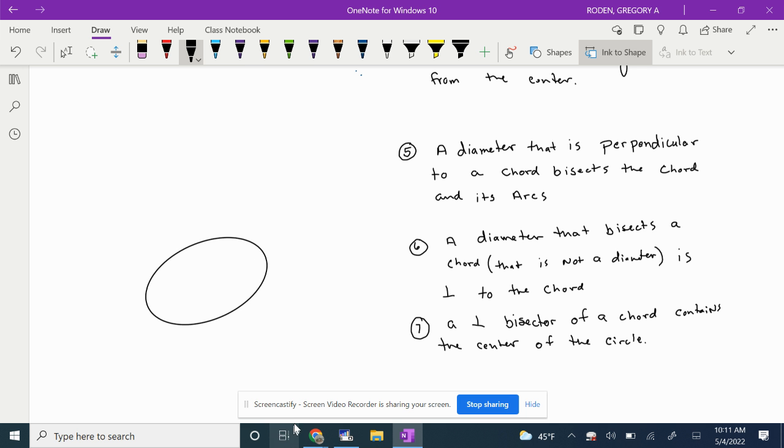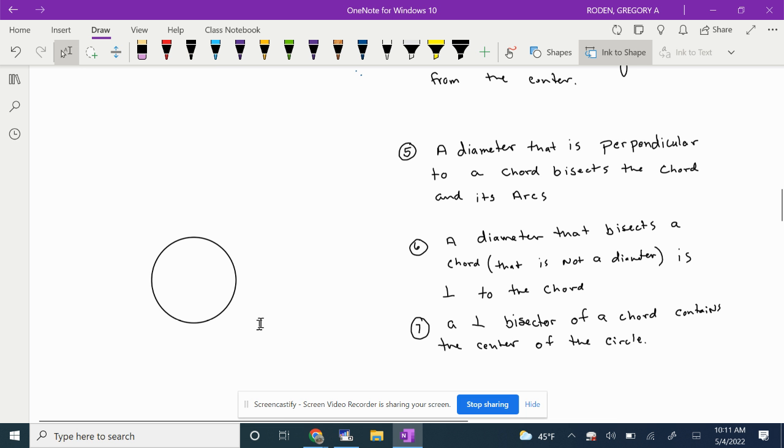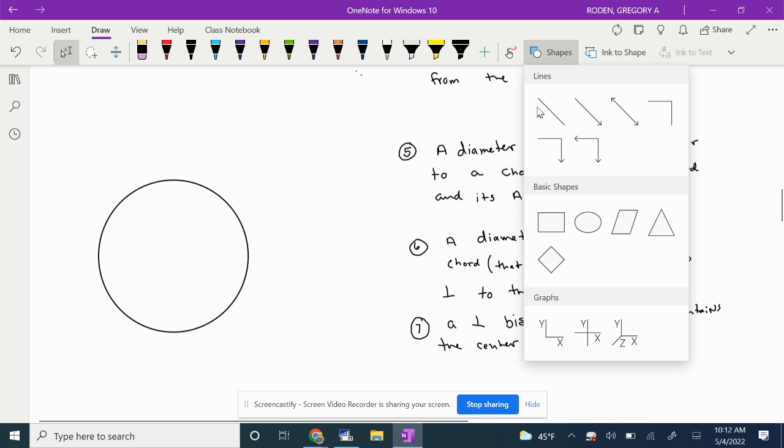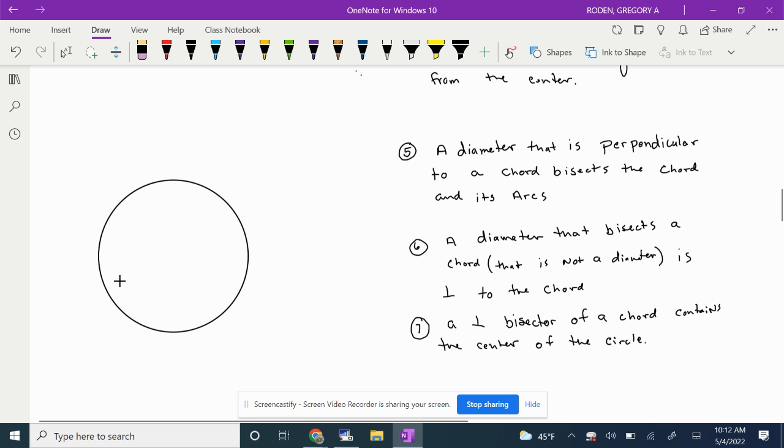Yes. So if I have a terrible circle, you know it's a bad circle when ink to shape doesn't even make it a circle. All right, so let me try that again. Okay, so there's a circle. What number 7 is saying is this. If we have a circle and we don't have the center point, all we have is a chord. Let me draw a chord really quick.